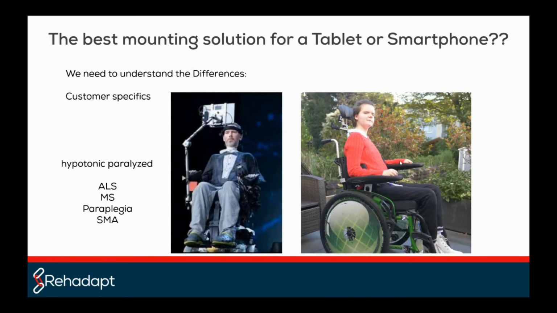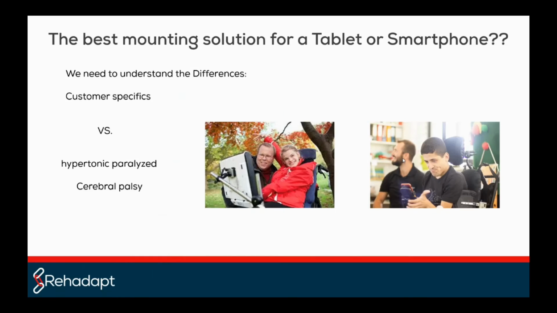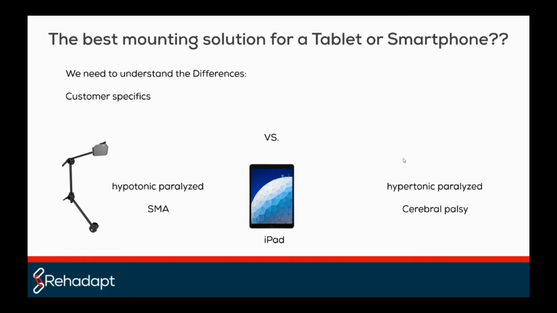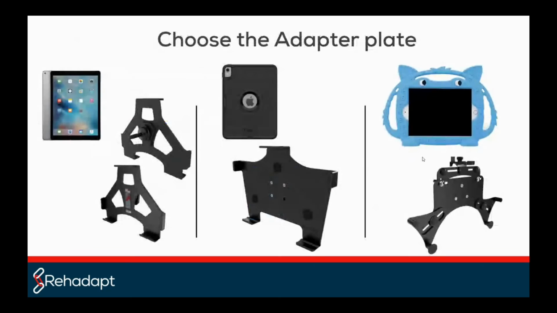So, for example, a customer with SMA, ALS, or paraplegia can have different demands in terms of the stability of his mounting bracket, where someone with cerebral palsy can have a higher demand in terms of stability. So, for example, an iPad can, for someone with a hypertonic paralyzed situation, be installed with a lightweight mount. But for someone with hypertonic, uncontrolled movements, we often need something more stable. So you need to see this from a point of view of the beneficiary, what is relevant for these customers.